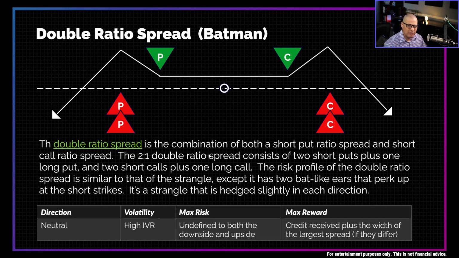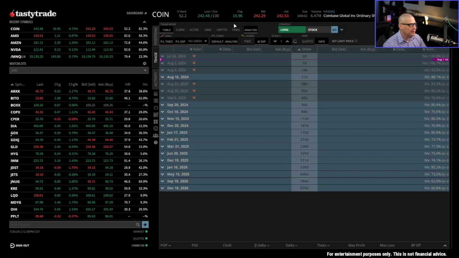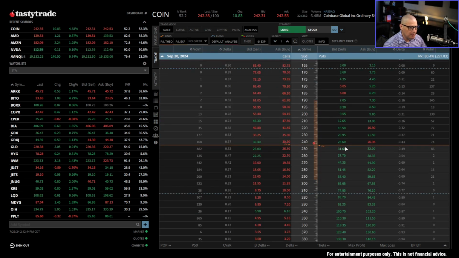Even though you do have a little bit of protection because of those debit spreads, you can't have the trade go too far against you. Otherwise, you are exposed to potentially unlimited losses. So let me show you the double ratio spread, aka the Batman. Let me go to a different underlying. Let's go to Coinbase. I'll go to the 56 DTE cycle and let me sell a normal kind of strangle.